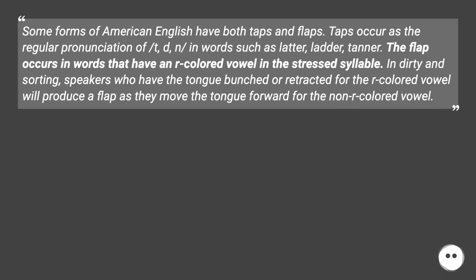Some forms of American English have both taps and flaps. Taps occur as regular pronunciation of T, D, N in words such as latter, ladder, tanner. The flap occurs in words that have an R-colored vowel in the stressed syllable. In dirty and sorting, speakers who have the tongue bunched or retracted for the R-colored vowel will produce a flap as they move the tongue forward for the non-R-colored vowel.